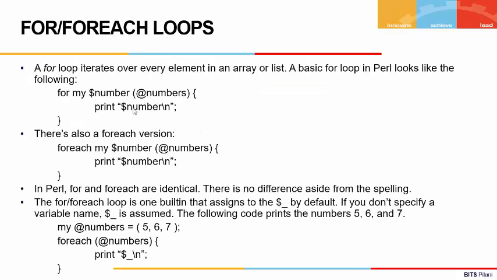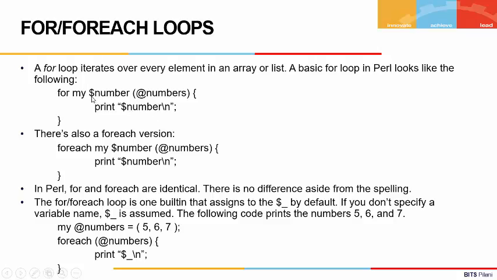Fine. Next we'll go for the for or foreach loop. There is no actual difference between for and foreach; both work the same way. The for loop iterates over every element in an array or list. A basic for loop in Perl will look like this.